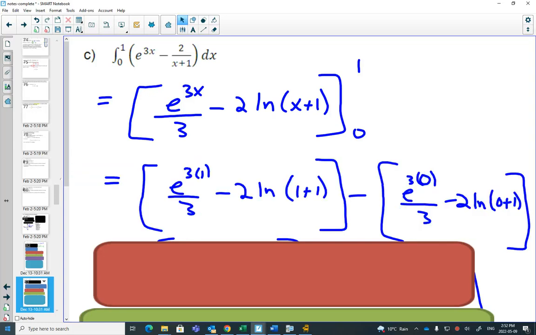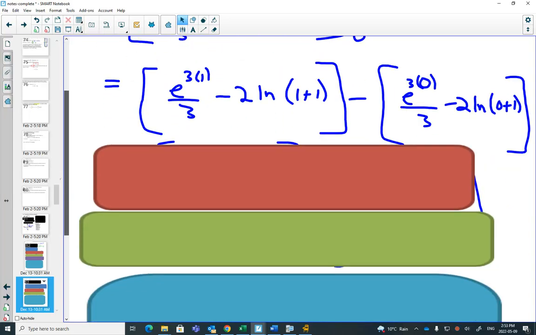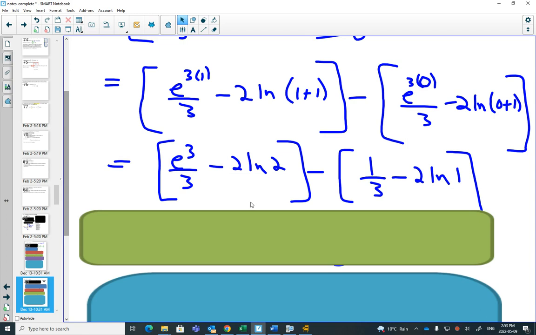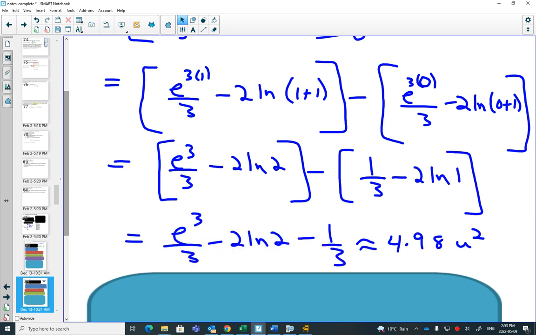So then you plug in. I like to make one big set of brackets where I plug in the 1. Then I put a minus sign, a big set of brackets where I plug in the 0. And now it's just a matter of doing our calculations. Oh, that one I didn't make go away. Oh, there it went. It was just lagging. And I get approximately 4.98.